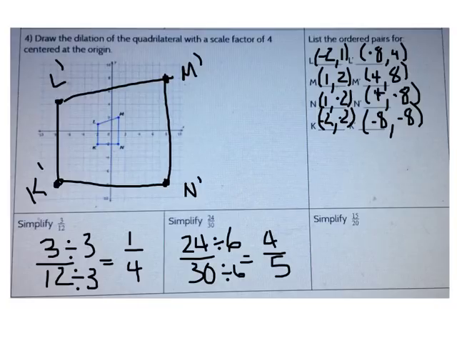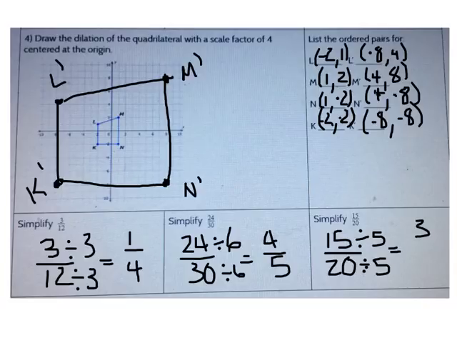Now let's do another. Simplify 15 over 20. What's the greatest common factor of 15 and 20? It's 5. When I divide both by 5, what's my new fraction written in simplest form? It's 3/4.